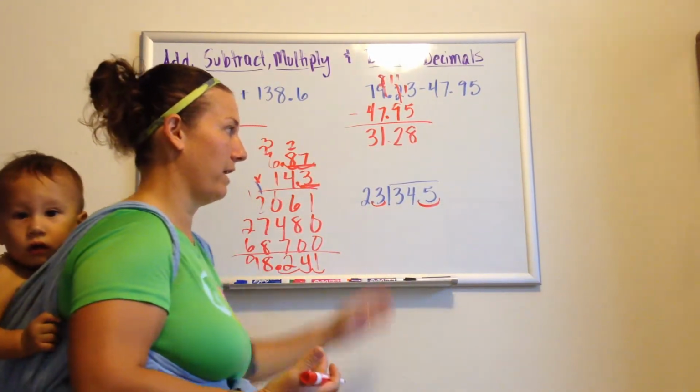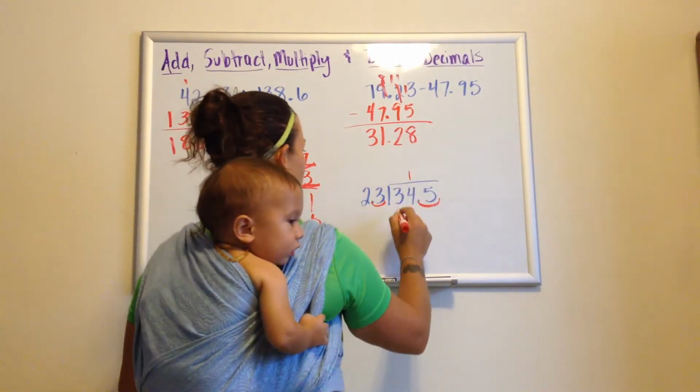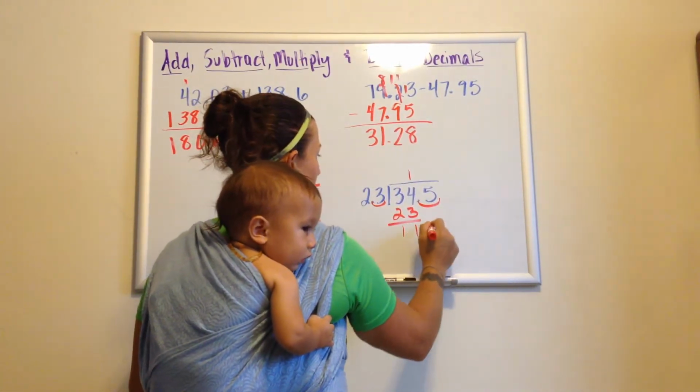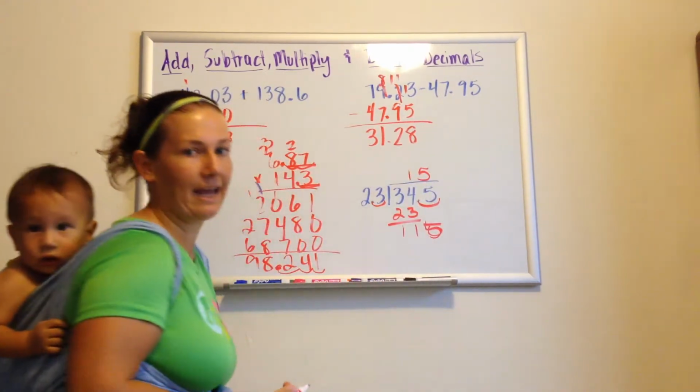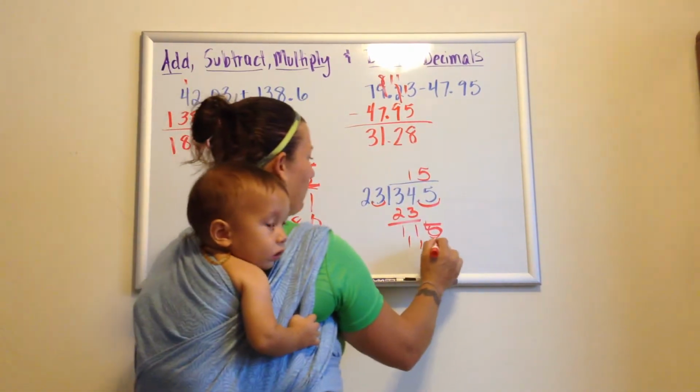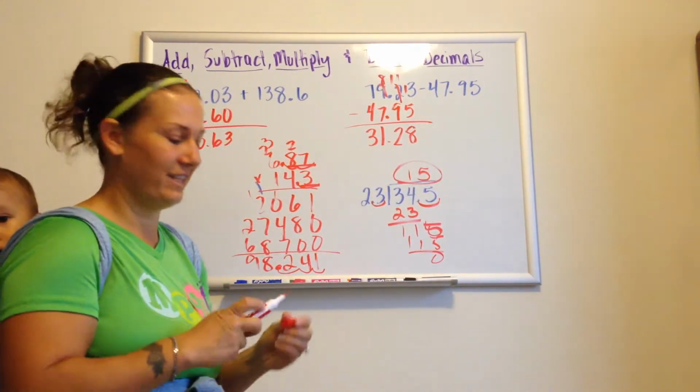So now essentially I'm dividing 345 by 23, which is going to give me, oops, that's a 5, 15. Okay, and there is no remainder when I multiply that out. So my answer here would be a whole 15.